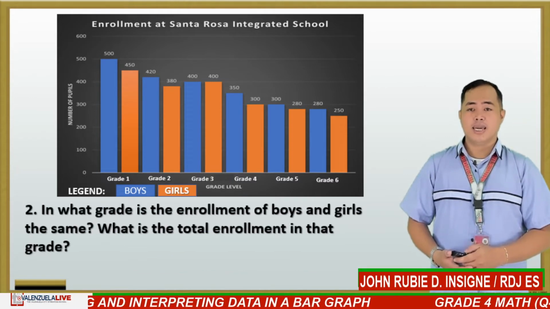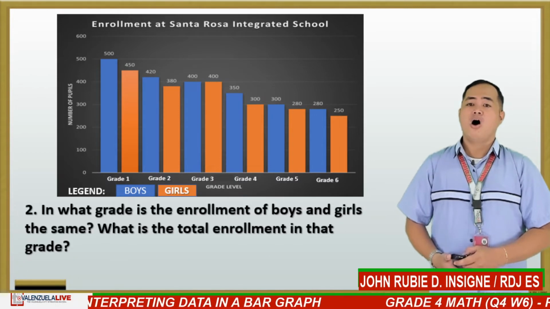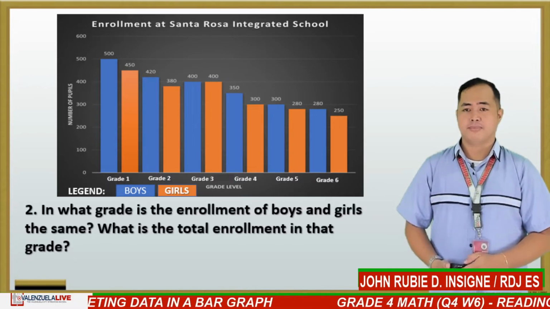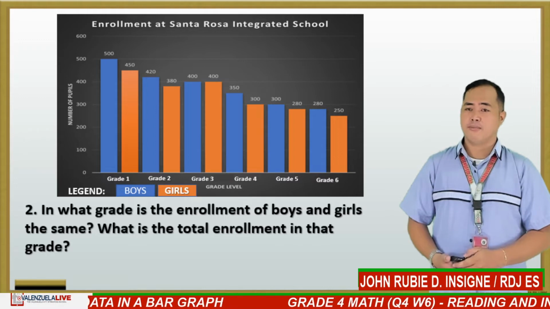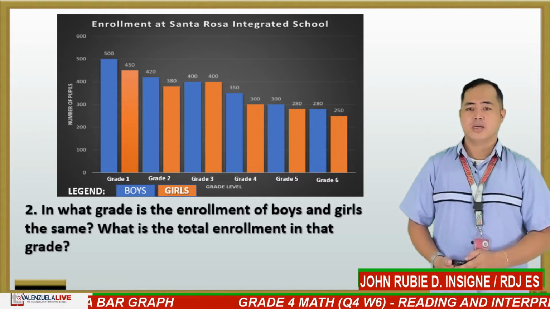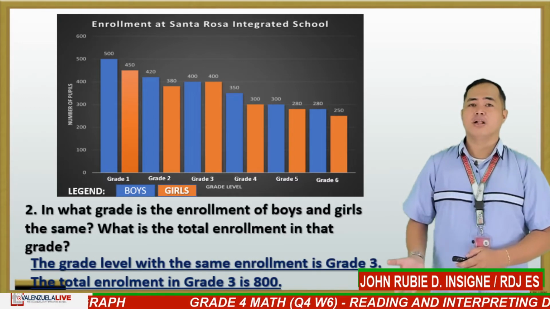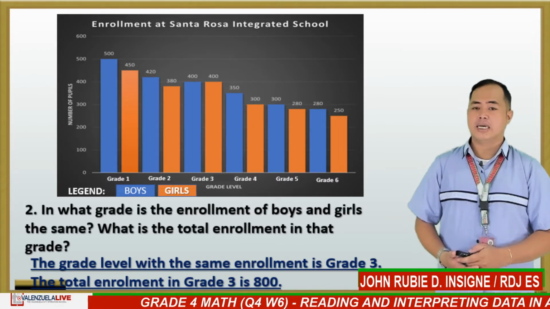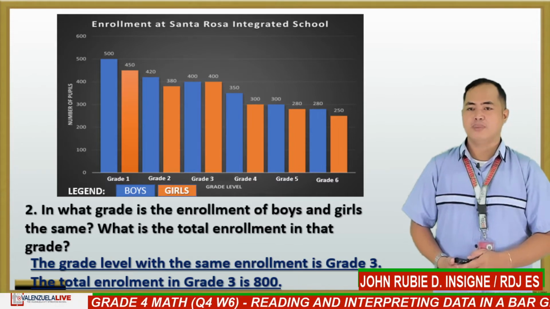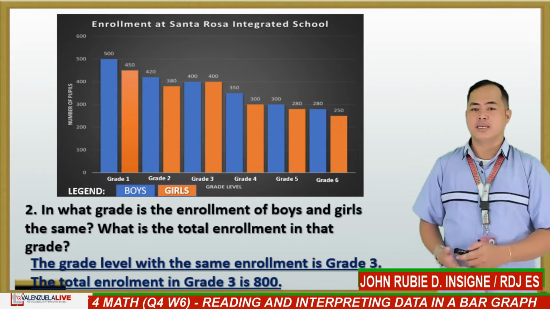In what grade is the enrollment of boys and girls the same? What is the total enrollment in that grade? The grade level with the same enrollment is grade 3. The total enrollment in grade 3 is 800.